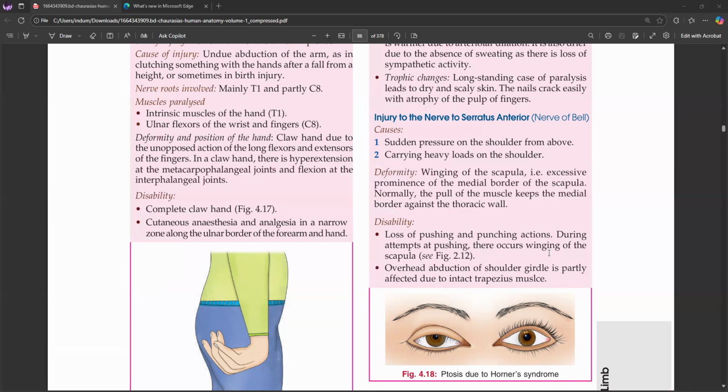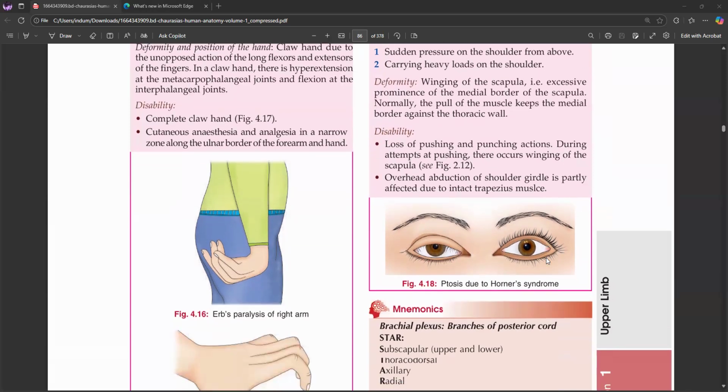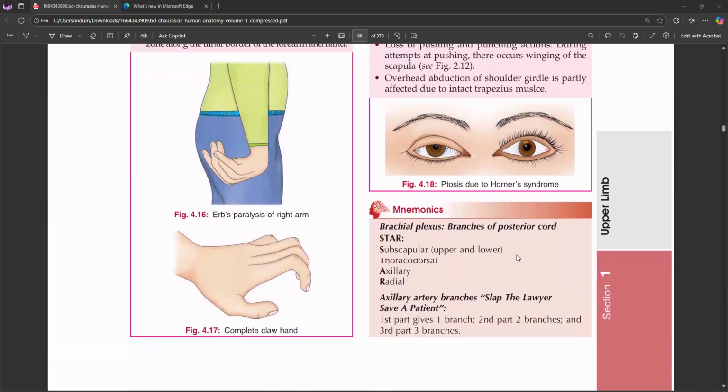Disability: loss of pushing and punching actions. During attempts at pushing, there occurs winging of the scapula. See figure 2.12. Overhead abduction of the shoulder girdle is partly affected due to intact trapezius muscles.